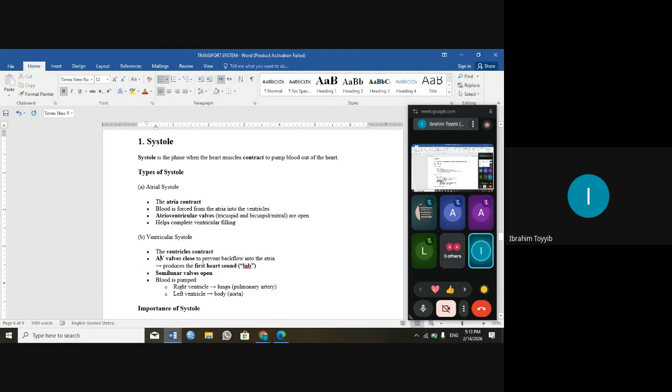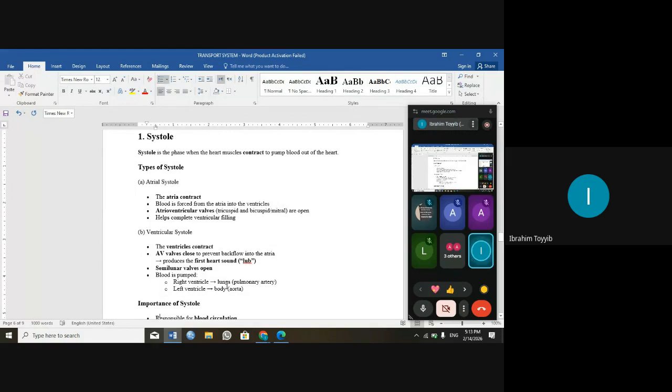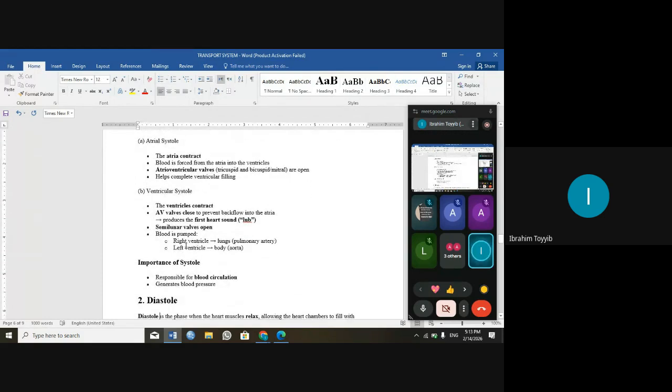So now when it goes to the ventricular systole, the first sound will be produced in the heart. When the ventricle contracts and the atrioventricular valve closes to prevent backward flow of blood to the atria, the sound will come up like lub. So the sound of what? Lub. Semilunar valves will open, the blood will be pumped into the right ventricle, then from the right ventricle the pulmonary artery will carry it to the lungs.